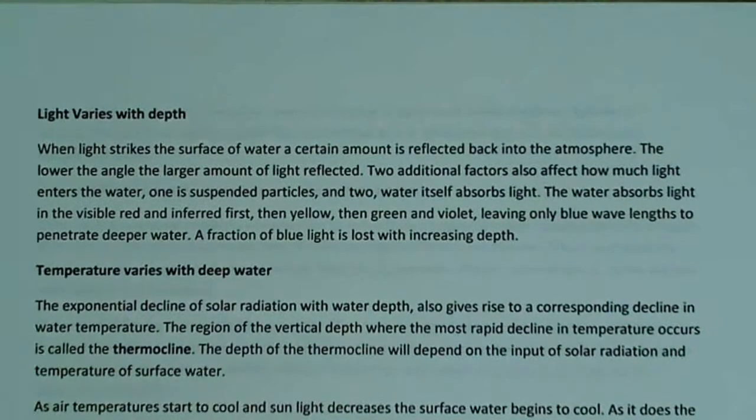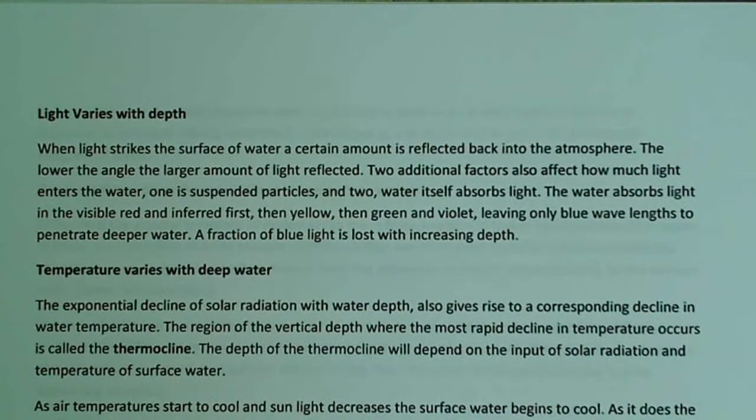Alright, so picking up, light varies with depth, and that should just be intuitive. When light strikes the surface of water, a certain amount is reflected back into the atmosphere. The lower the angle, the larger the amount of light reflected. Two additional factors also affect how much light enters water.